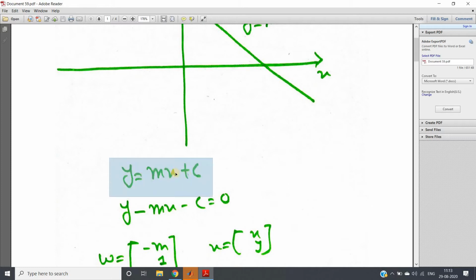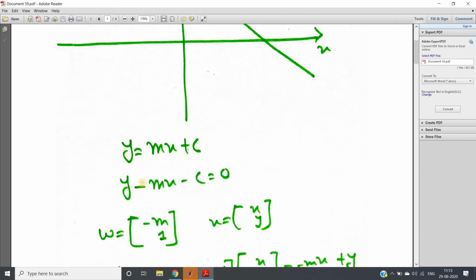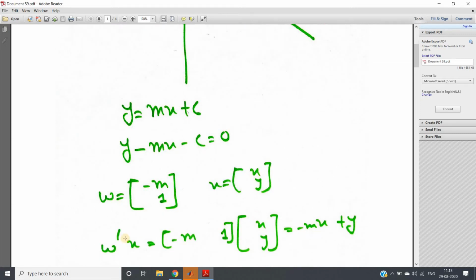So y equal to mx plus c. You take all the terms to the left hand side and you get y minus mx minus c equal to 0. Now take all the coefficients of x and y and put them in a single matrix. Let's define the matrix as omega, which is equal to: first the coefficient of x, which is minus m, and the coefficient of y, which is 1. Another matrix I am creating is x, which has the x and y values. Now you calculate omega transpose x.